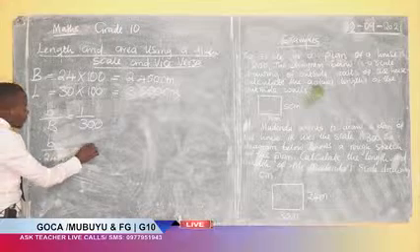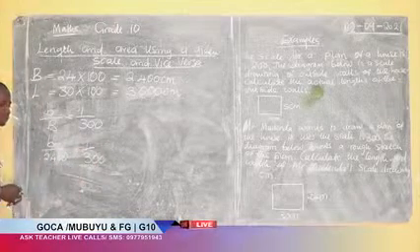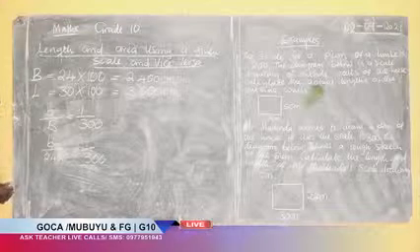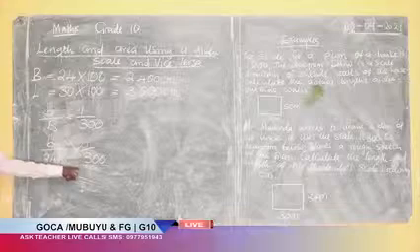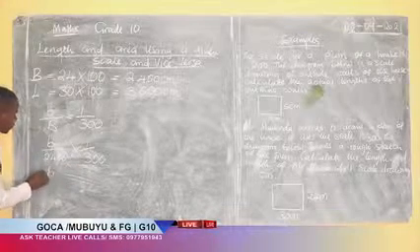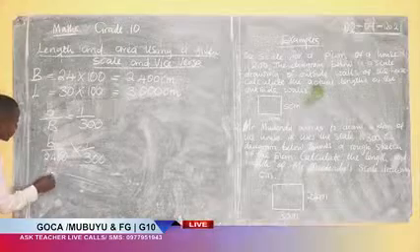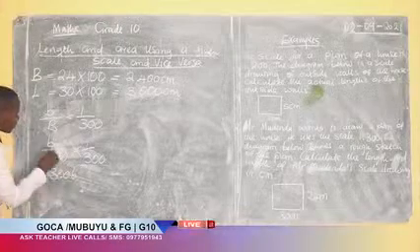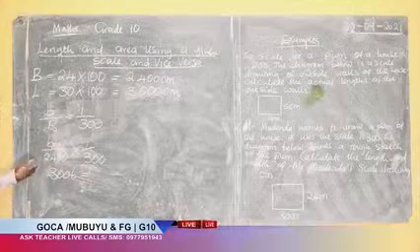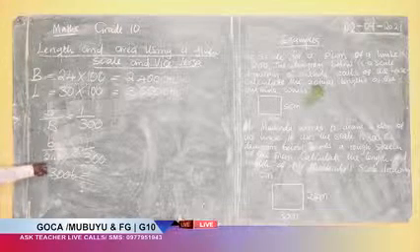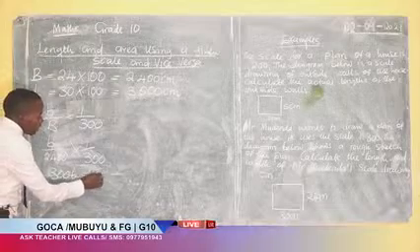Equals 1 over 300. Then we cross multiply. B times 300, we have 300B, which is the breadth or width. Then 2,400 times 1, we have 2,400.